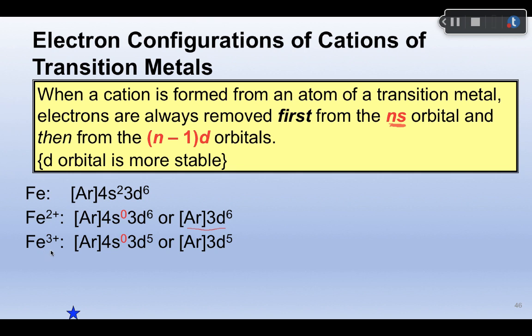And then iron 3+ is going to lose both the 4s and some 3d electrons, one 3d electron, to end up with 3d5 after the argon configuration.